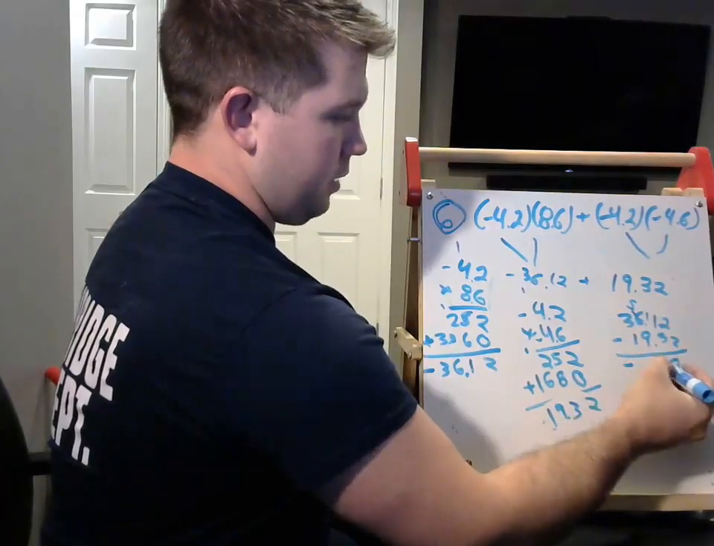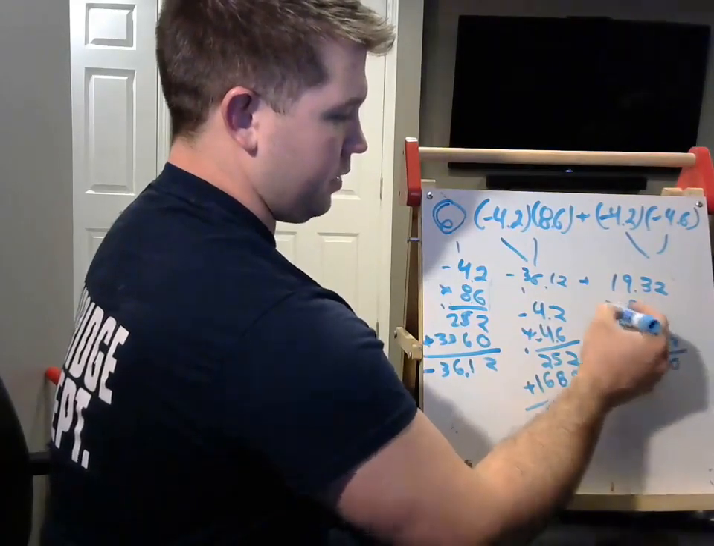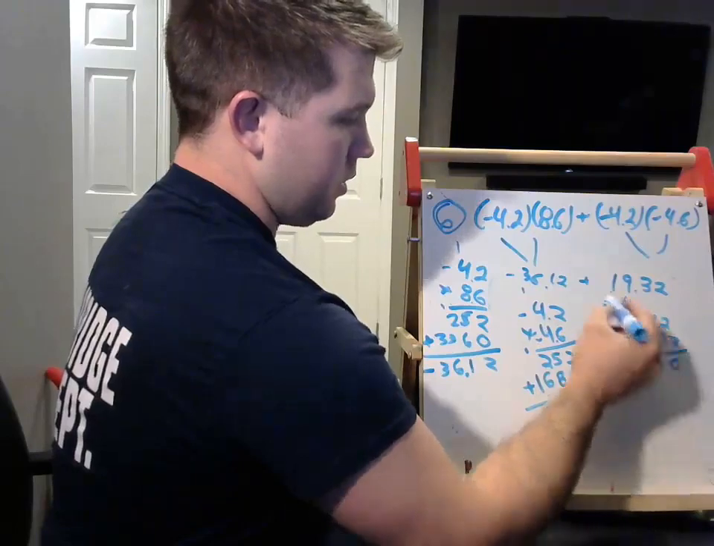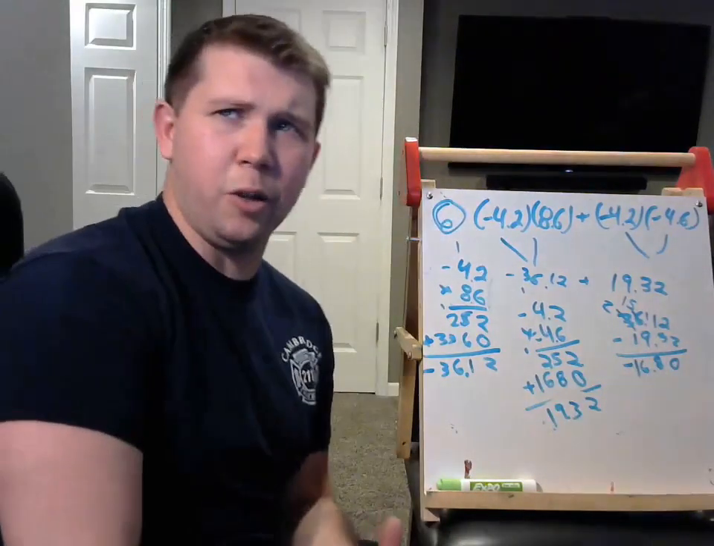11 minus 3 is 8. 5, can't do it. 15 minus 9 is 6. 2, okay. So 16.8. Does that look a little better?